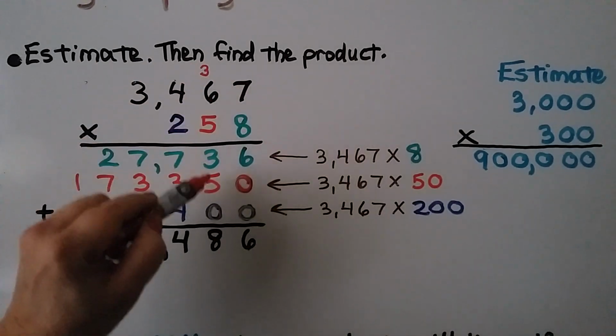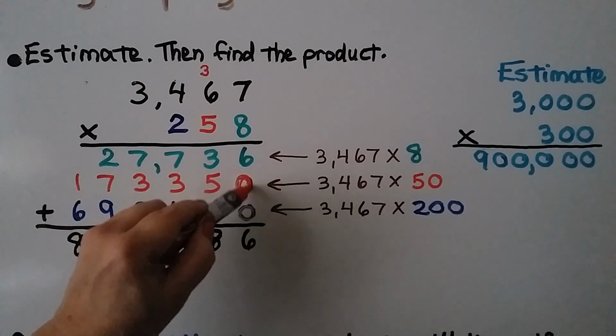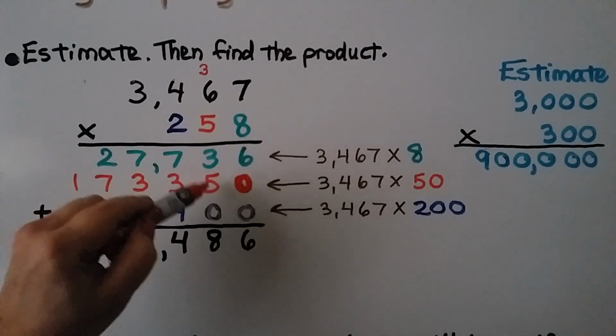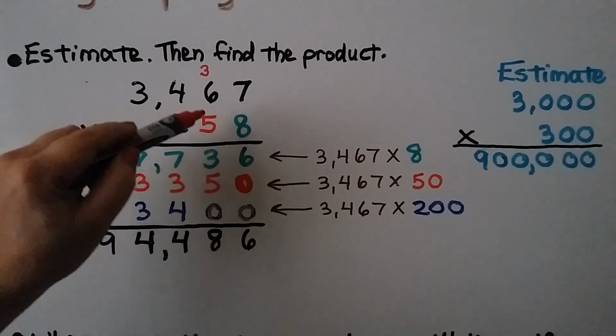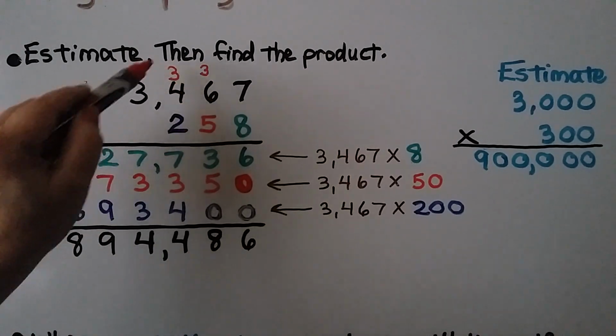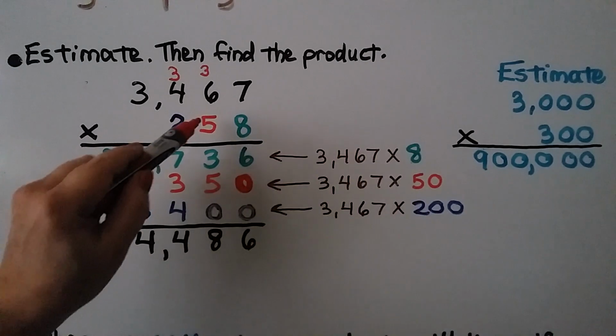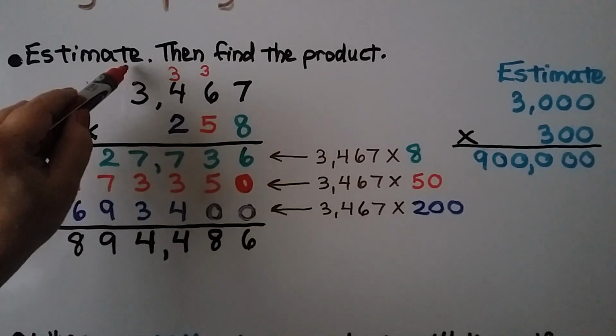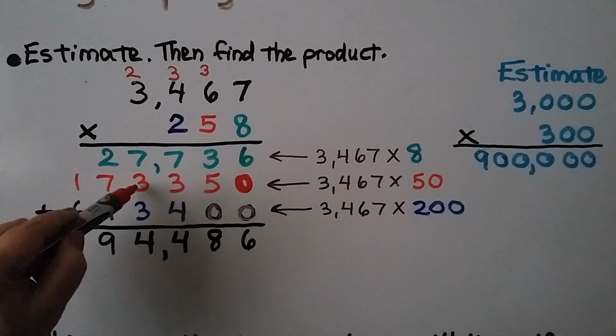We regroup the 3 and put the 5 here. Because remember, that's always going to be a 0. We're multiplying in the tens place, so our partial product starts in the tens place. Now we do 5 times 6, which is 30, plus 3 more is 33. We regroup the 3 and put that 3 here. We do 5 times 4, which is 20, plus 3 more is 23. We regroup the 2, put that 3 here.